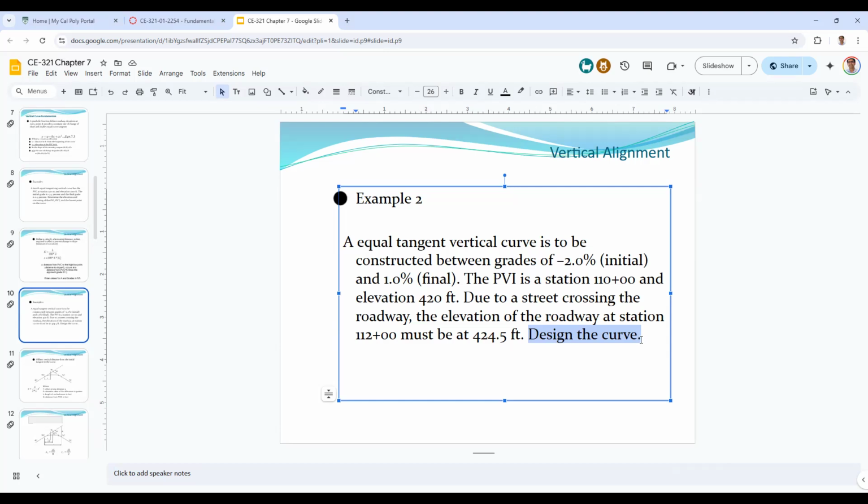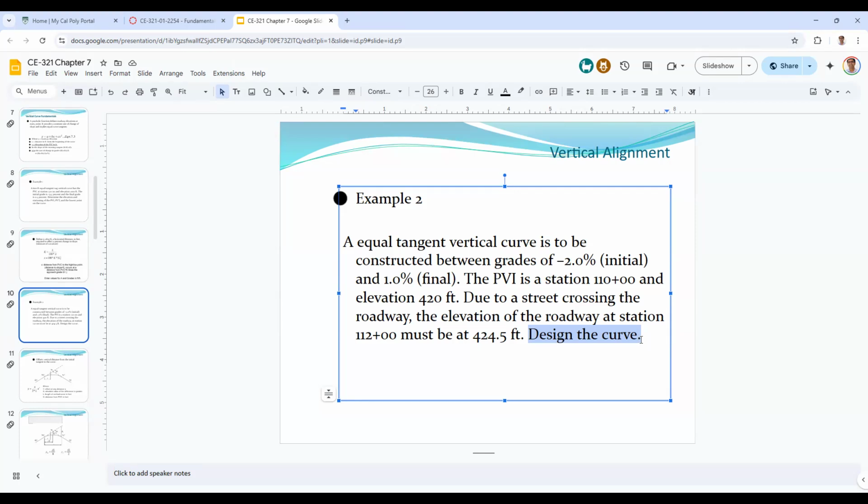Now, remember our curve equation looks like this: y equals A plus Bx plus Cx squared. If I want to find my curve equation, I need to find what A, B, and C are. And remember, in our sheet, A is the elevation of PVC, B is the initial slope, and C is (G2 minus G1) over 2L. Now, we don't know the length of the curve yet, so we have to solve for the length.